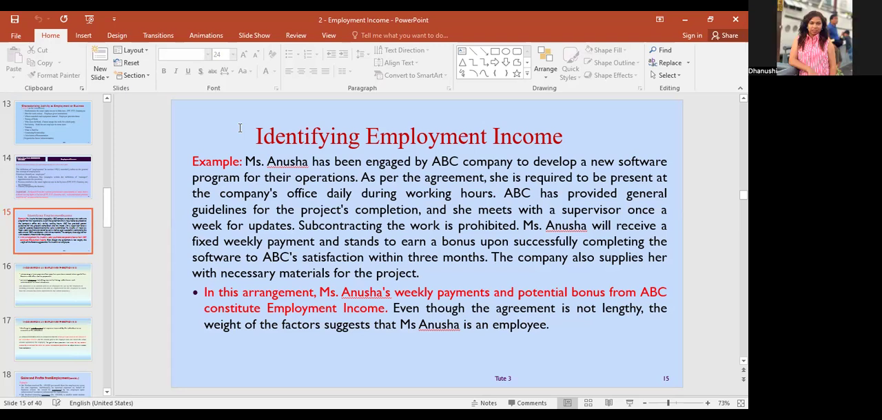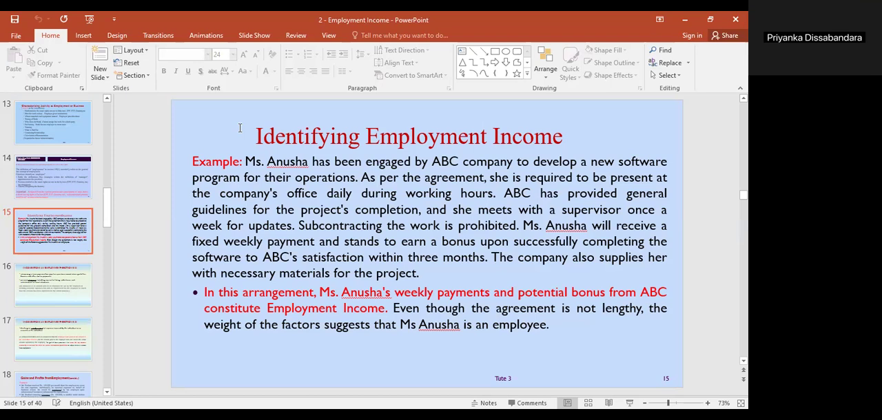Since she has fixed working hours, and subcontracting is prohibited, as well as the company supplying necessary materials for her. Yes, it supplies necessary materials, fixed remuneration is there, and even though the agreement is not lengthy, meaning the engagement is for a very short period, all items are relevant for employment. Therefore, she is providing an employment.